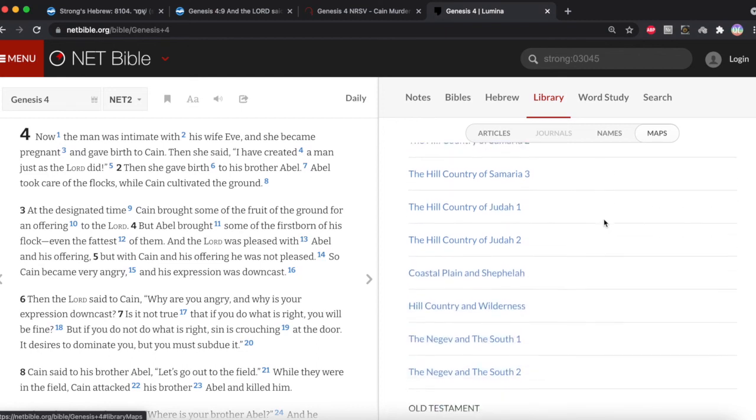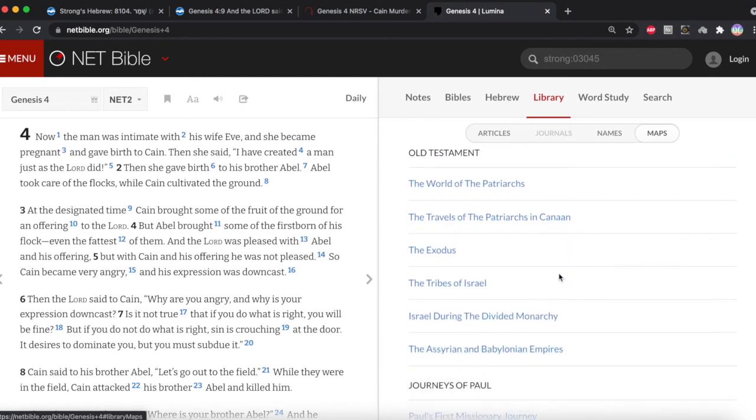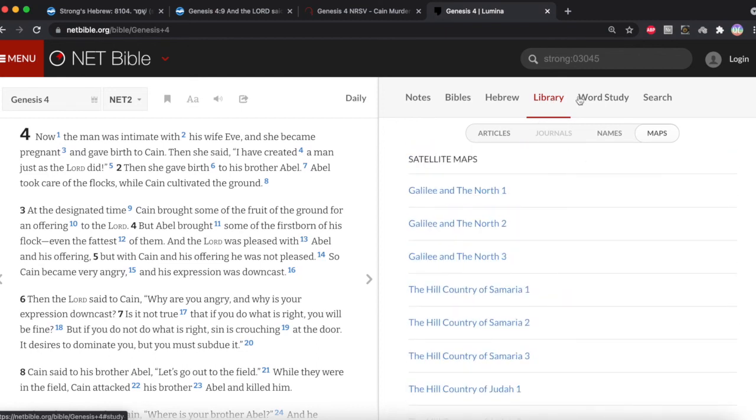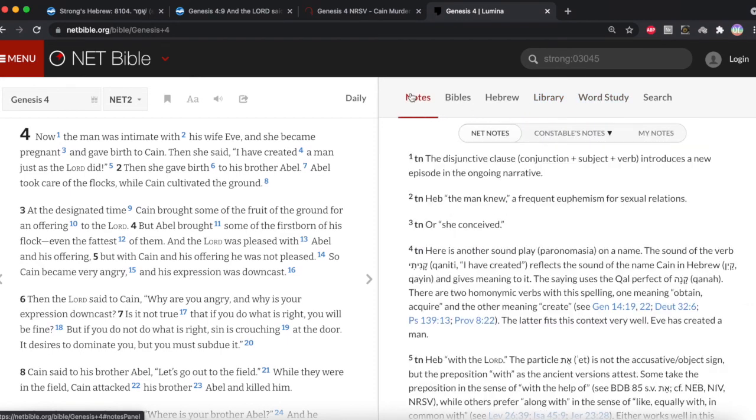Maps. Ooh, see, I've never looked at these. These could be fun. So you could look at some maps. So yeah, that's what you get with Lumina.